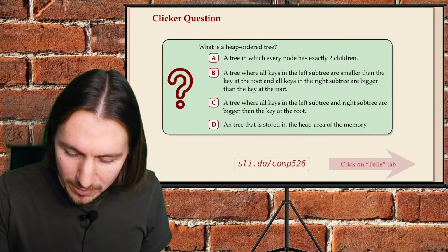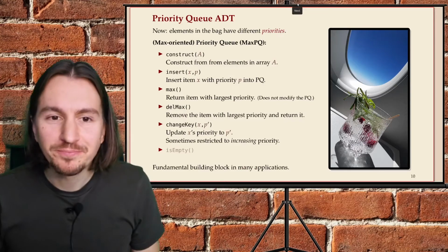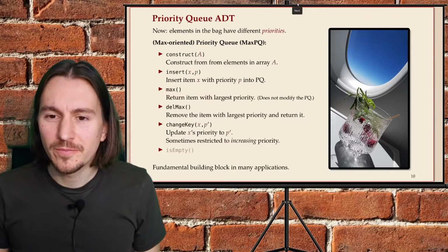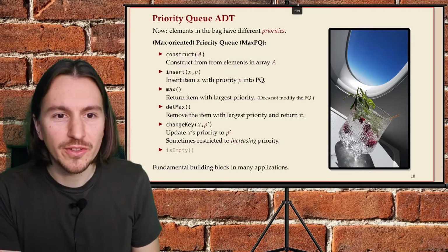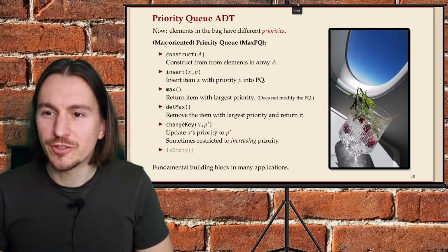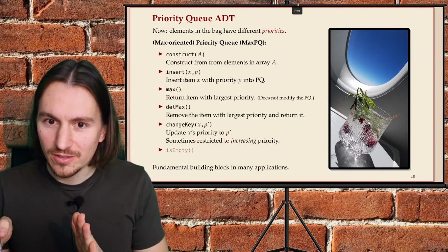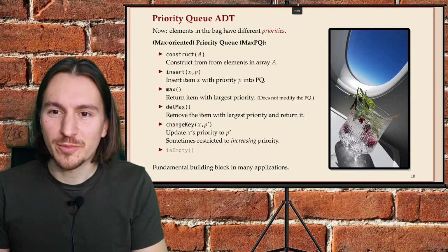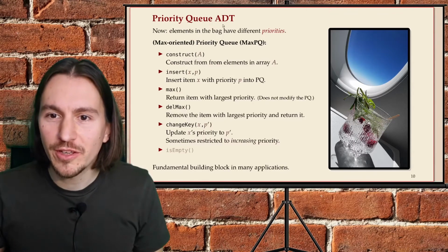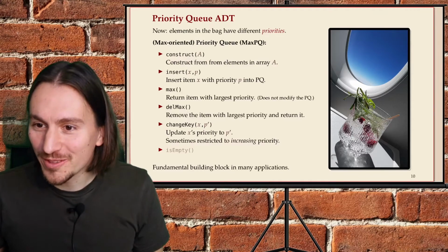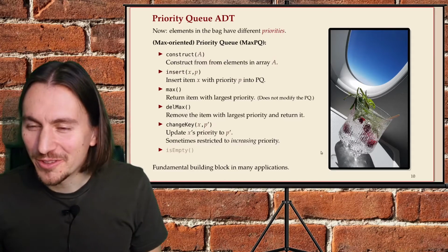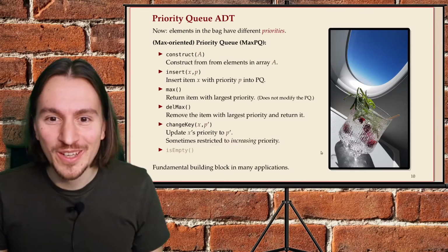But I don't really want to wait for your answers at the moment. So the question is about heap ordered trees. This is different from priority queues. The priority queue is really the abstract data type. And I put here this, whatever it is, gin and tonic in the plane.